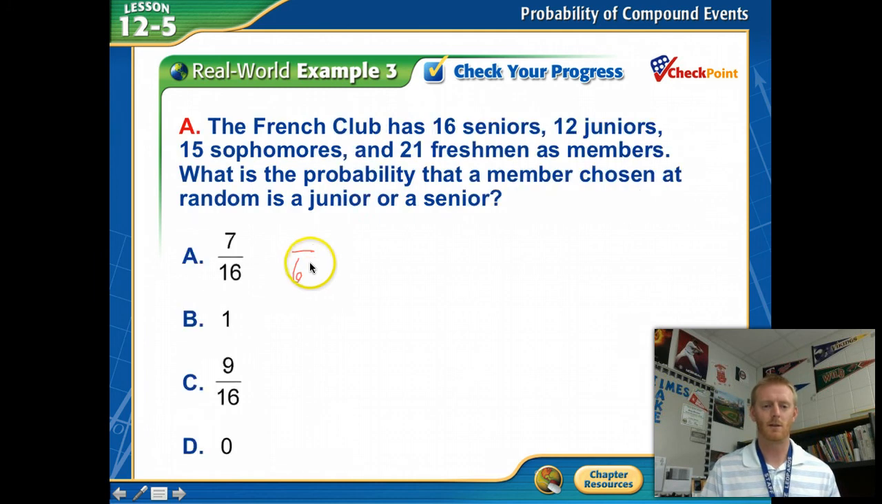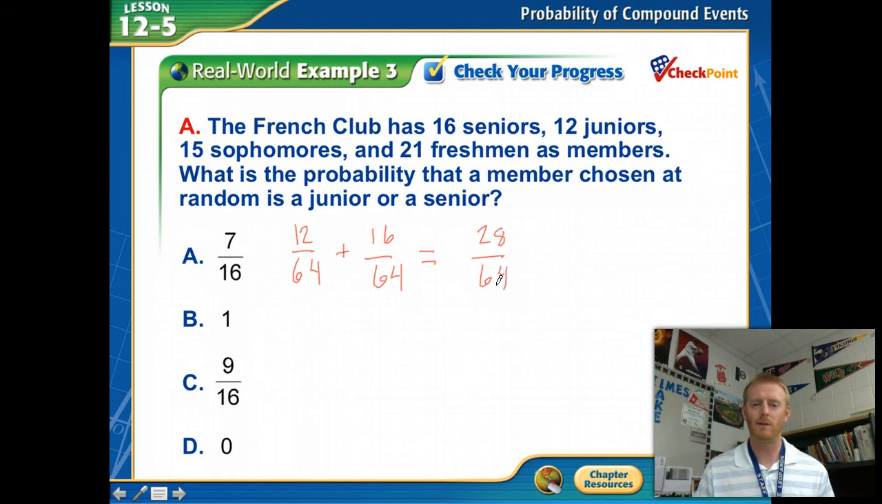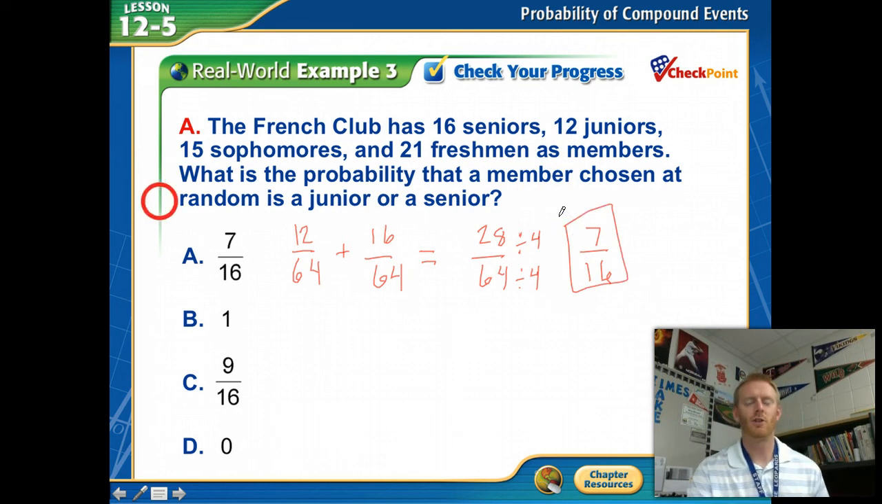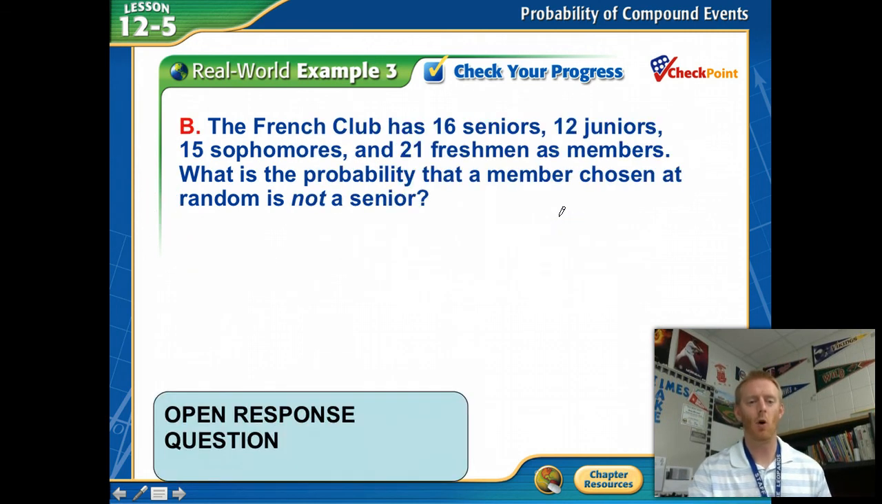So the probability, sorry, it was glitching out on us, of a junior: there are 12 out of the 64. And the next one we're going to add together, a senior: there's 16 out of those same 64. So we add those together, they have a common denominator, so we can just add, we get 28 out of 64, and when we simplify, we can divide both numbers by 4 again, and we get the answer of 7/16, which is A.